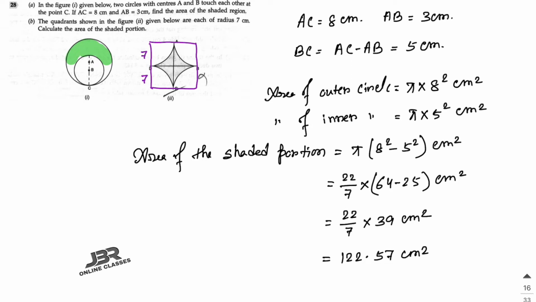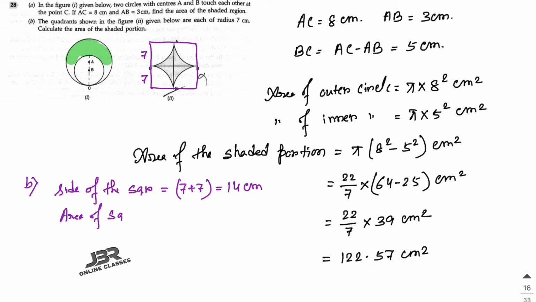That is for sum number B. The side of the square equals 7 plus 7, that equals 14 centimeter. 14 centimeter is the side of the square. Now if you want to find the area, the area of the square equals 14 square, that means 196 centimeter square.